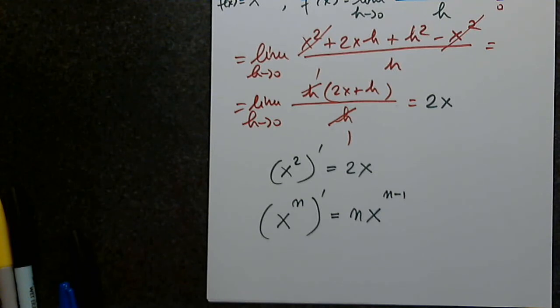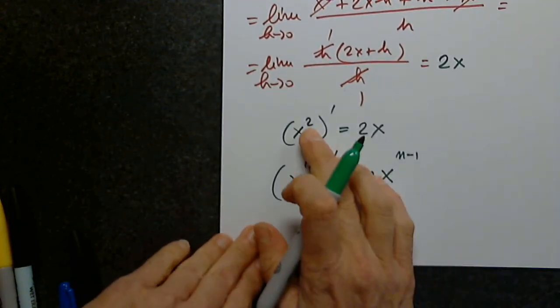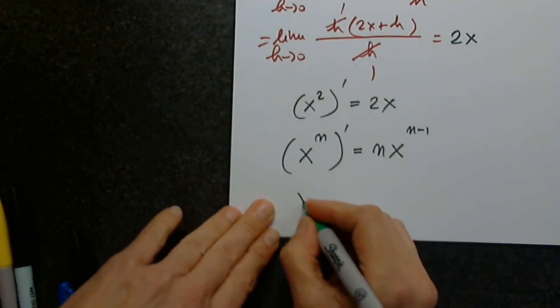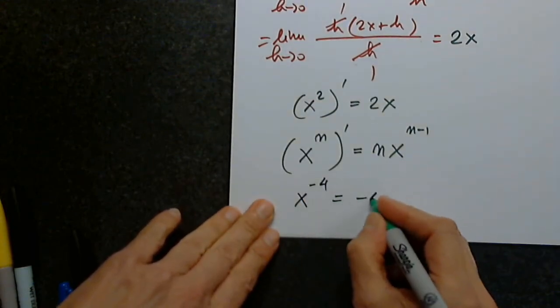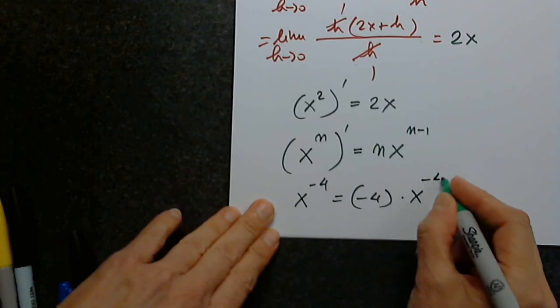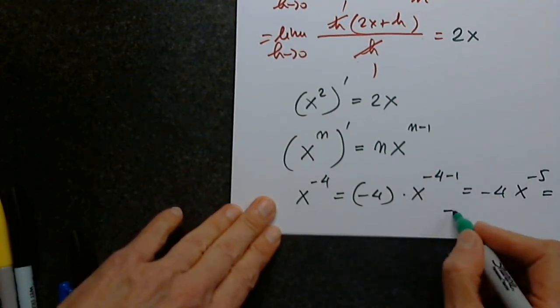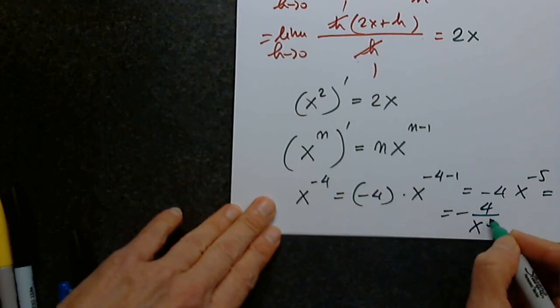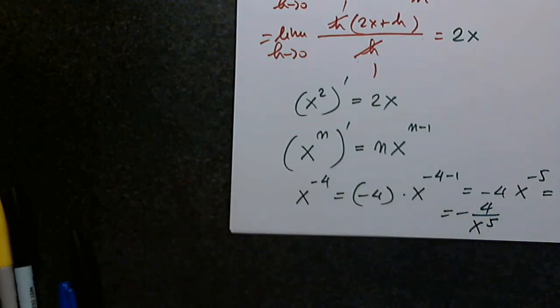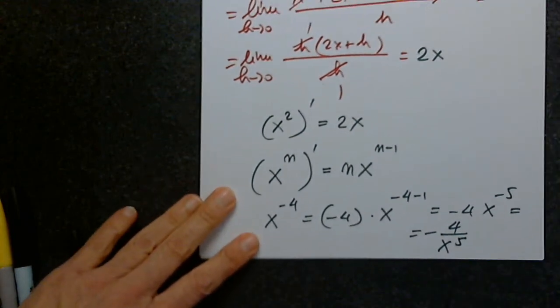Any questions about that before we look at an example? So if it was x to the negative 2 power, it'd be 1 over x? You're saying that the power is negative now. Yes. Okay, so let's say x to the negative 4. Negative 4 times x to the negative 4 minus 1, which is negative 4 times x to the negative 5, which will be negative 4 over x to the 5th. It works for any power, positive or negative.